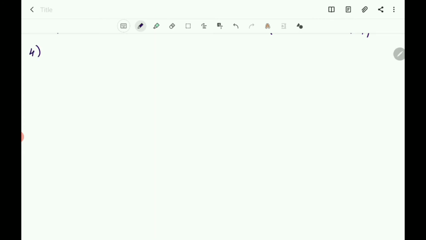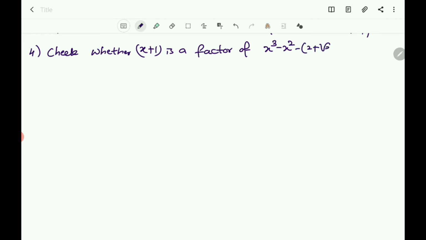Fourth, the given polynomial is x cube minus x square minus of 2 plus root 2 x plus 2 root 2. So check whether x plus 1 is a factor of x to the power of 3 minus x square minus of 2 plus root 2 x plus 2 root 2.